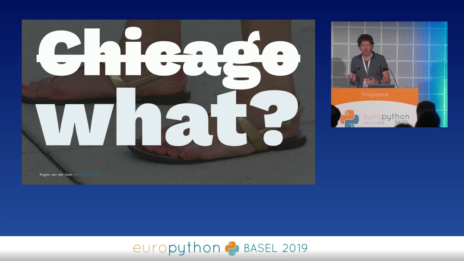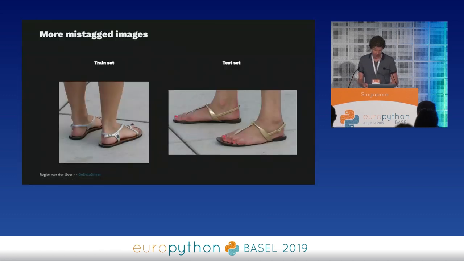Well, it turns out there was one photographer who labeled all his photos with the tag Chicago, while all he did was take photos of sandals on pavement. And my model got it all right. It learned that a sandal on pavement must be in Chicago. And of course, when you feed this test image to the model, it gets it all right. This must be Chicago. Okay, so we need to fix this.